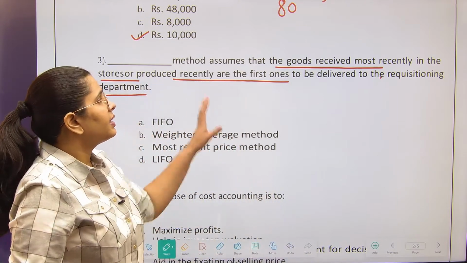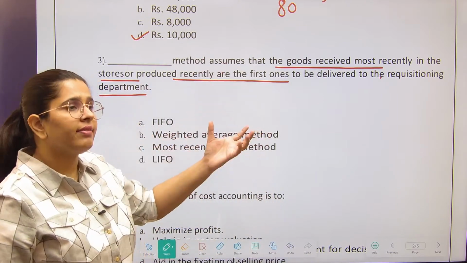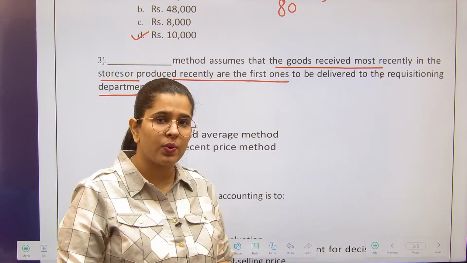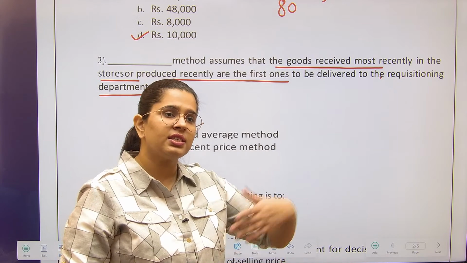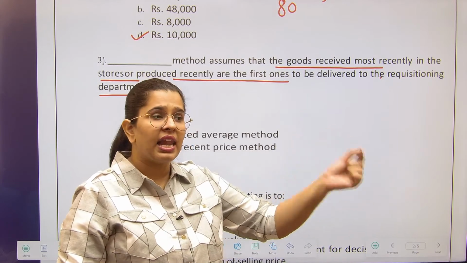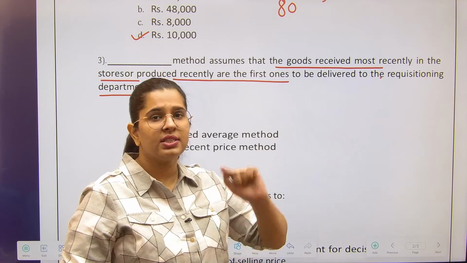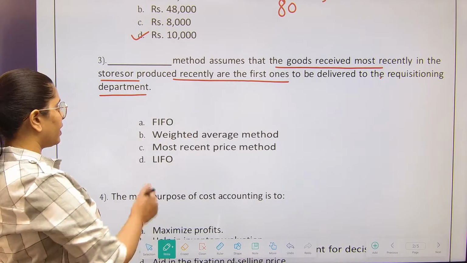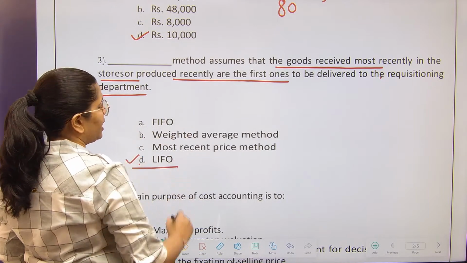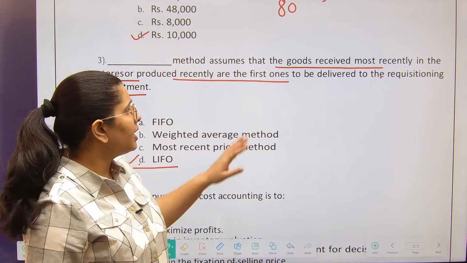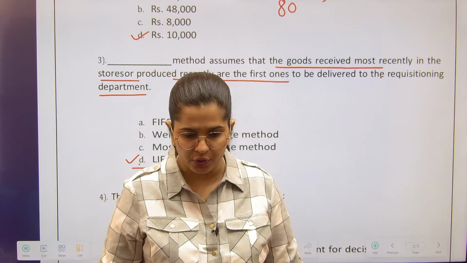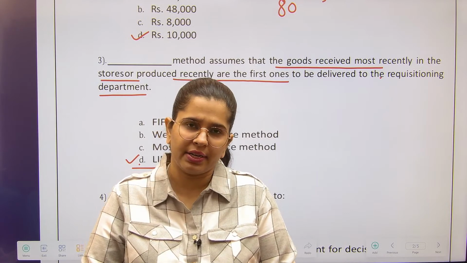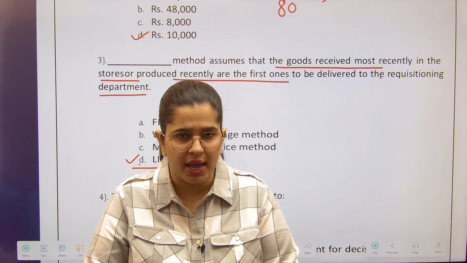But here they are defining that whichever inventory item you have received recently, meaning the newest one, you will deliver that first. It means last in but first out. So this method is being defined over here. So this is your LIFO method, last in first out method. This is the topic of inventory control, very much in use. Whenever you study any methods related to inventory, all these things come in handy.